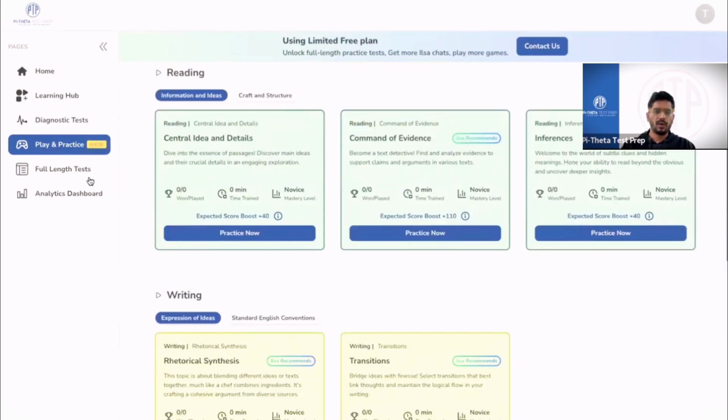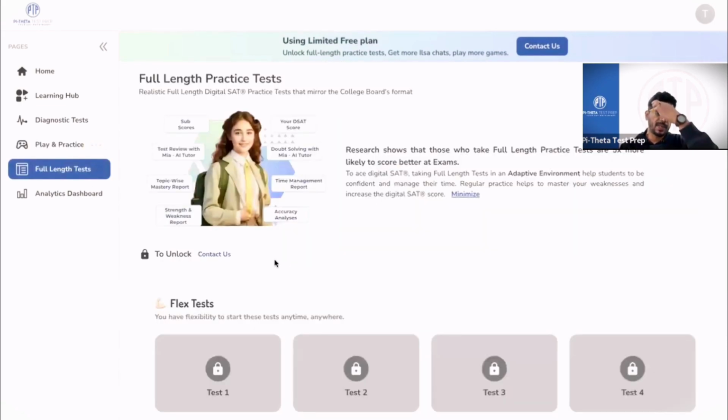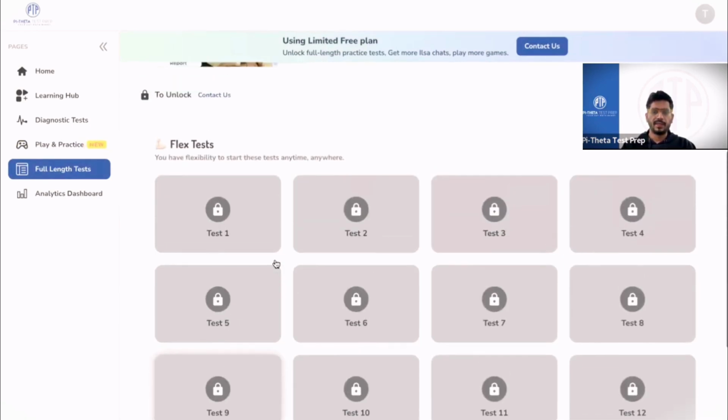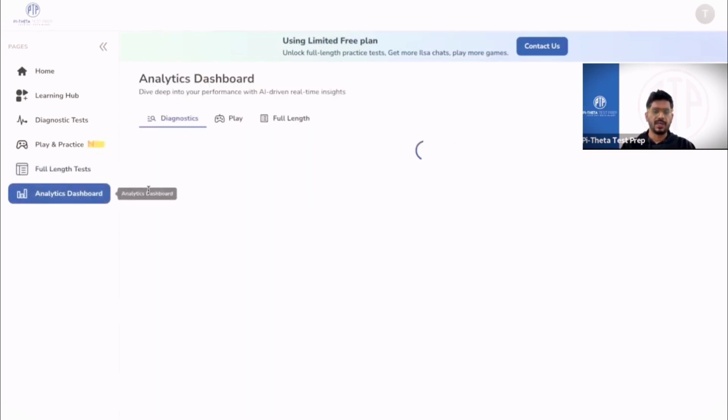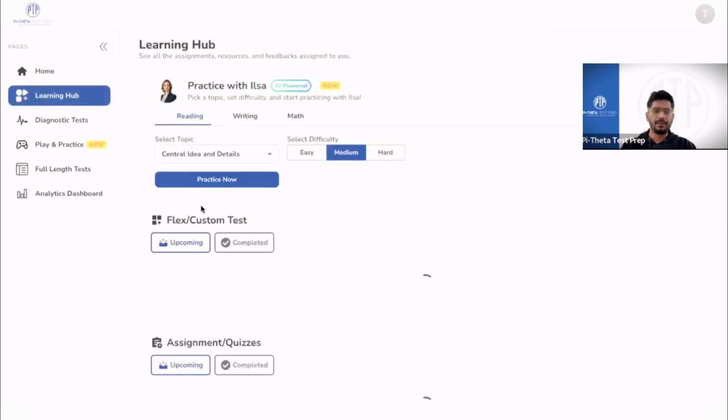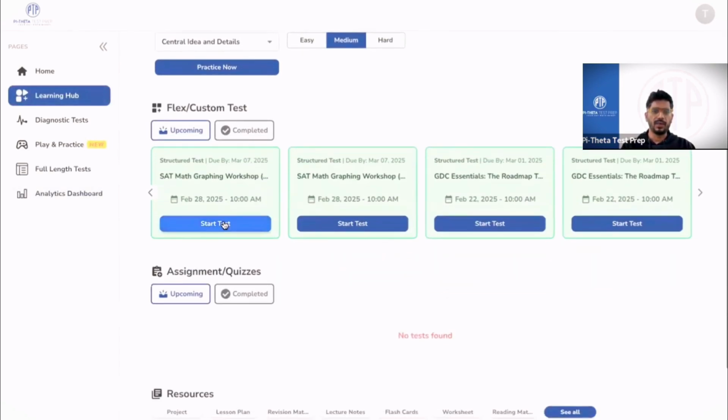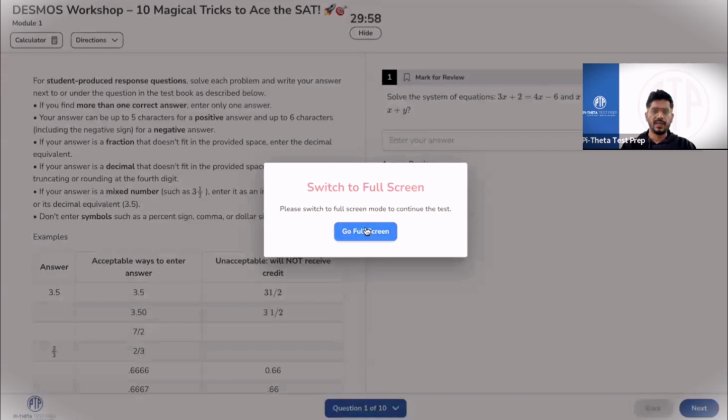If you want to go for the advanced plan, we offer you 15 full-length tests apart from the diagnostic test. Then you have the analytics dashboard, which I'll go through after solving the Desmos test. Then there is a learning hub, and anytime you can practice with Ilsa. I'll go to start the test and begin the SAT math graphic workshop. So stay tuned. We'll see the 10 most important tricks that Desmos can solve and that help you in the SAT exam on 8 March. I'll start the test and go to full screen.